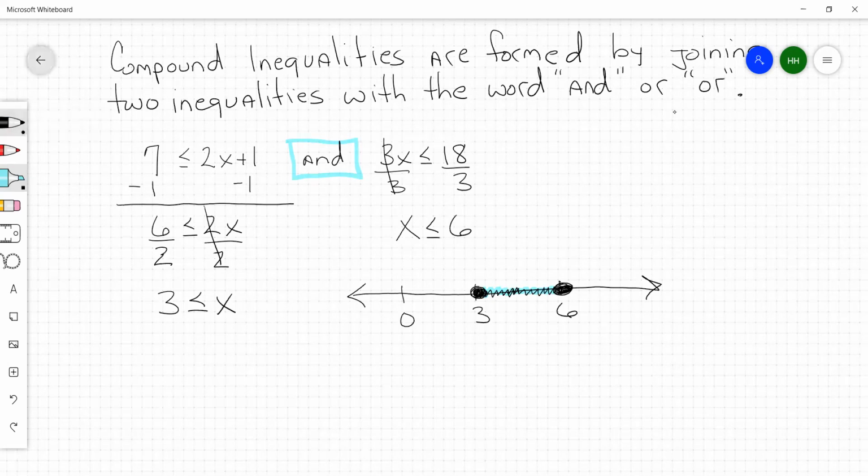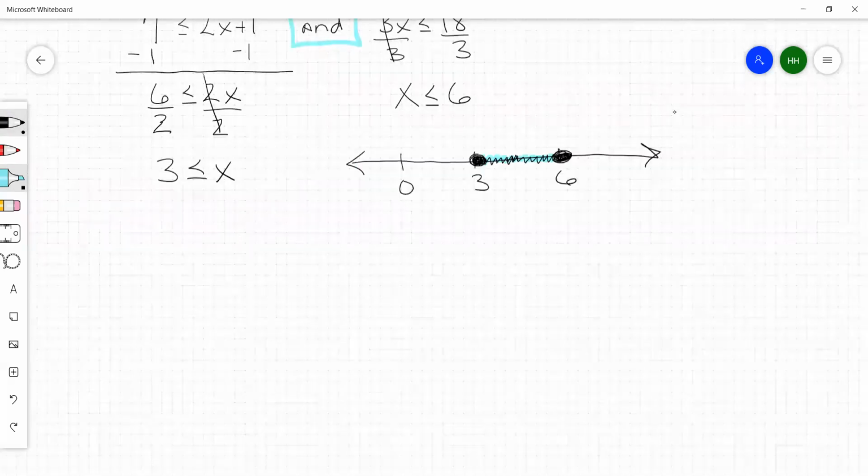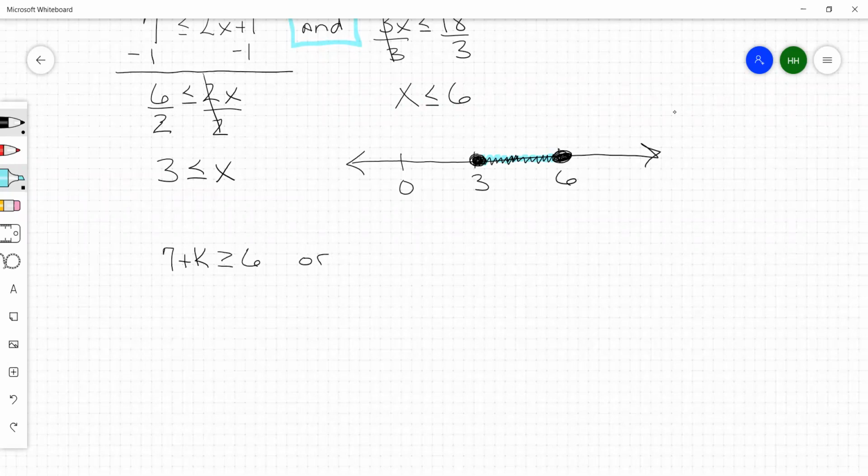The other type of inequality that you'll see is a compound inequality. And in this case, it will look like 7 plus k greater than or equal to 6, or 9 plus k is less than 3. And again, it's all one problem, and you're just going to solve both of the parts of the compound.